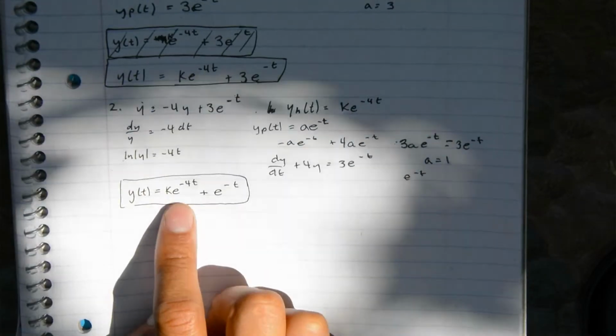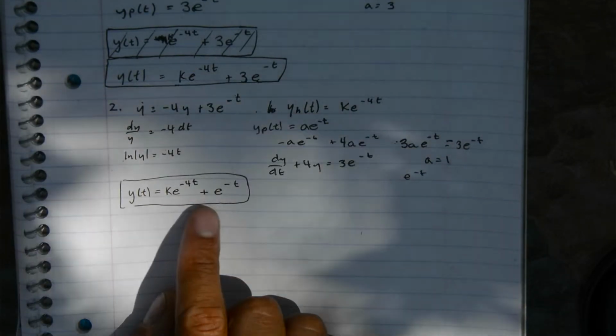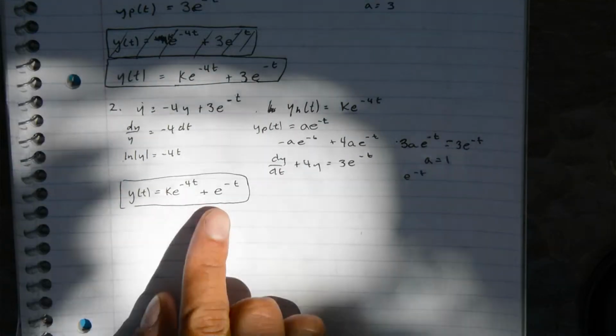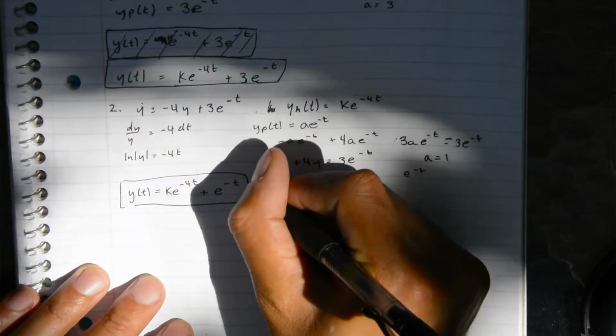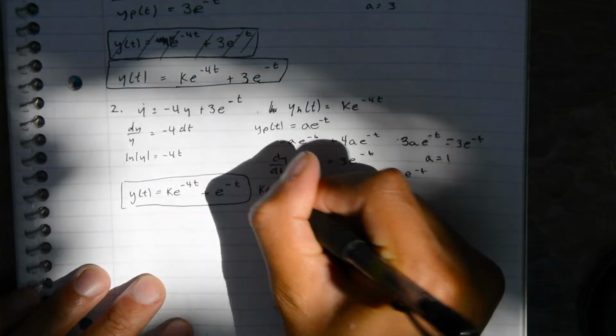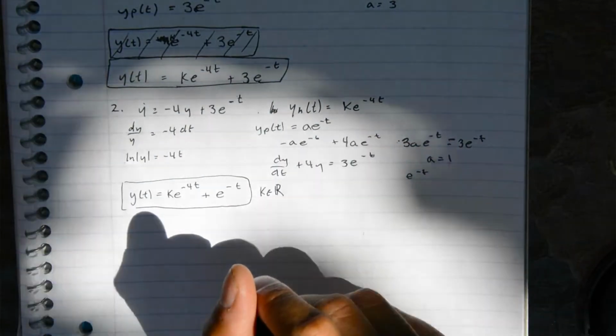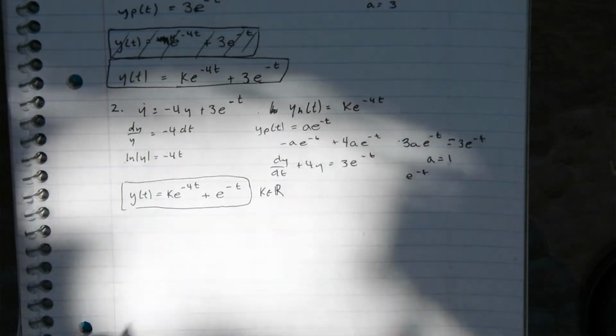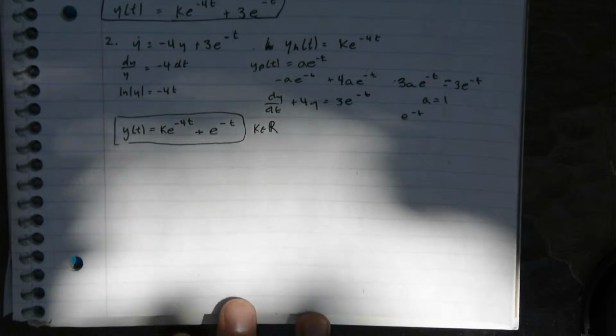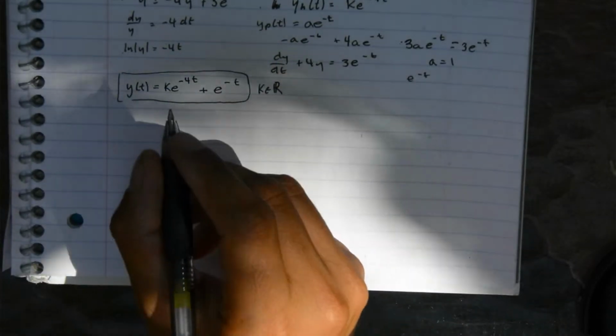So what did I get? I got c e to the minus 4t plus e to the minus t. All right, cool, for k and r. Okay, number 3.